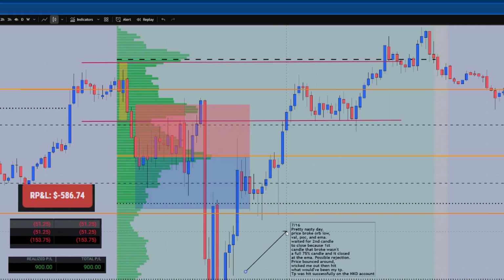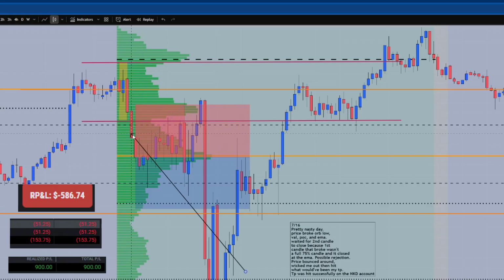So, all right. Off rip, pretty nasty day. As you can see, all this wickety, nasty day. Price broke below the OR low right here. This is the OR high. Price broke OR low, value area low, point of control, and the EMA. I disabled the EMA just to declutter a little bit, but this candle right here broke below the OR low, broke below value area low, which was down here at the time, and it closed at the EMA.